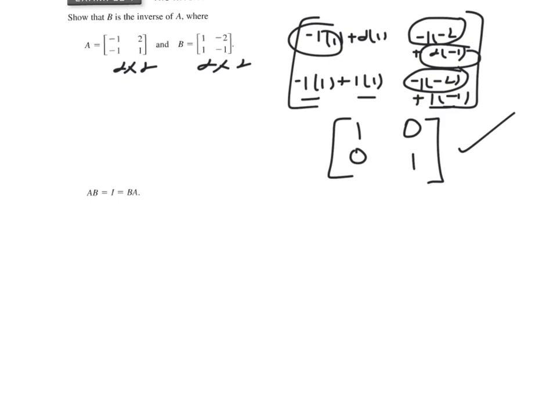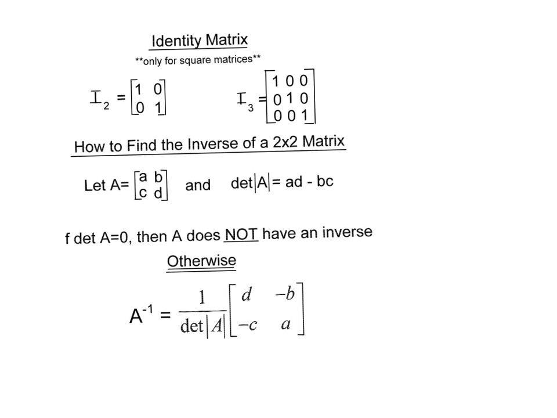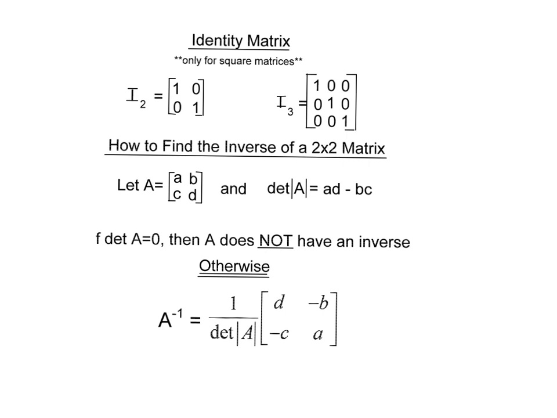It's not easy to see what we did to get the inverse, so I'm going to show you how to calculate that by hand right now. All right, so again, just a reminder, the identity matrices look like this. It helps us to verify whether things are inverses of each other.